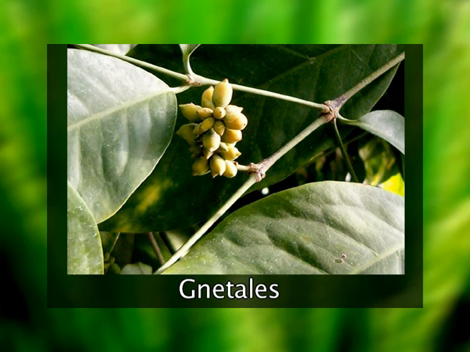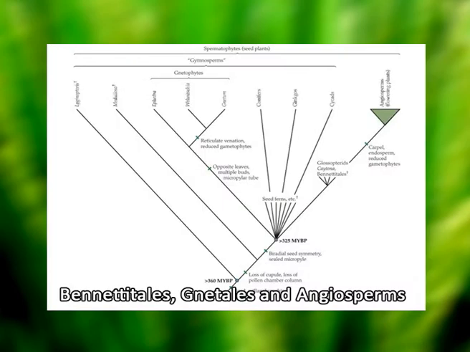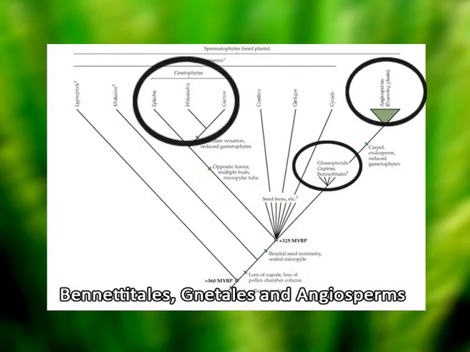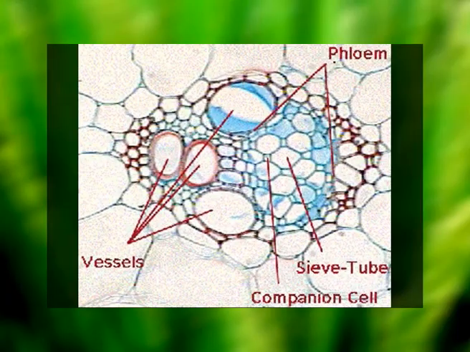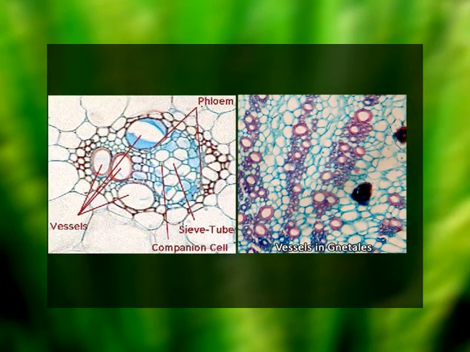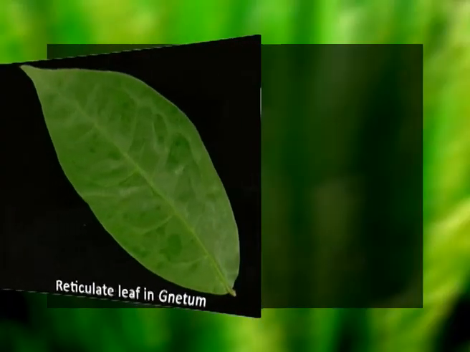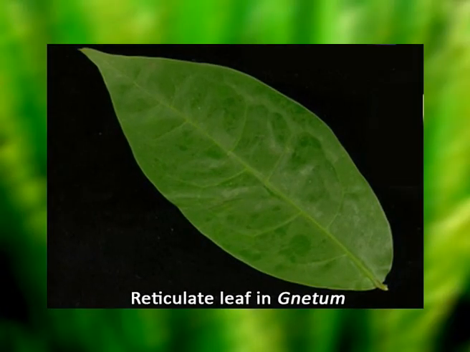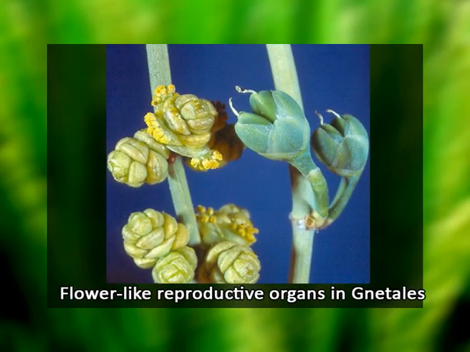Gymnosperms such as Gnetales, along with the already extinct Bennettitales, were widely believed to be related to the Angiosperms on the basis of several morphological similarities. Some of these similarities are vessels in the wood. Both Angiosperms as well as Gnetales and the Bennettitales have vessels in their wood. One more similarity is reticulate leaves in Gnetales and also the flower-like reproductive organs.